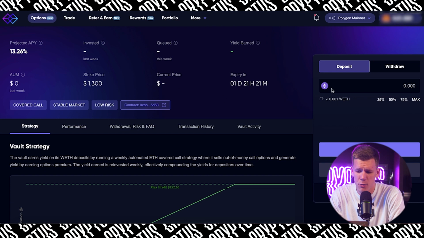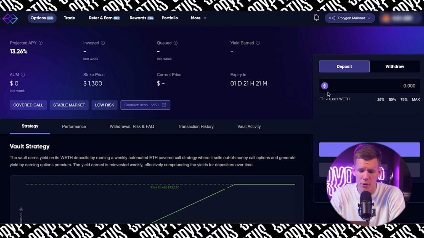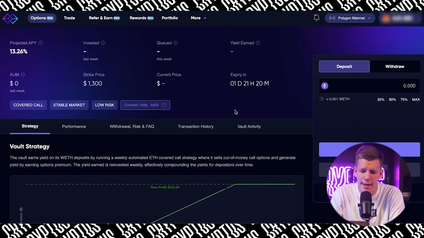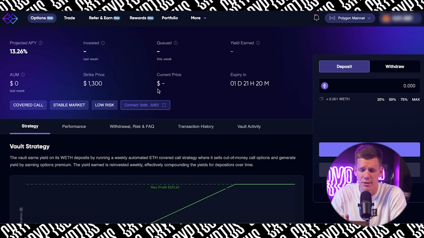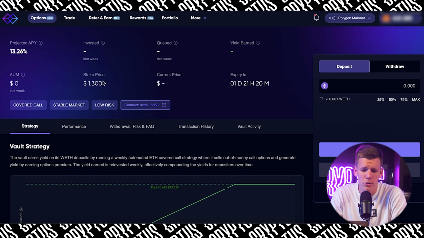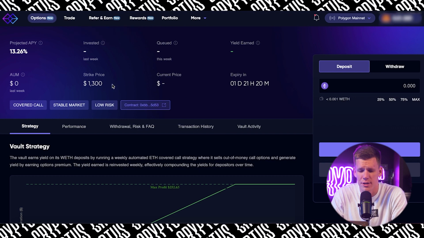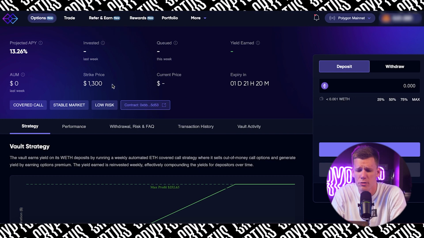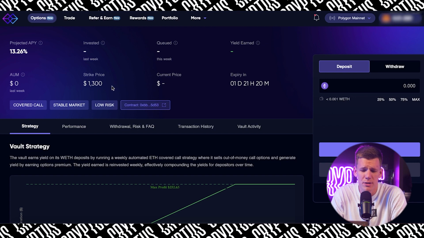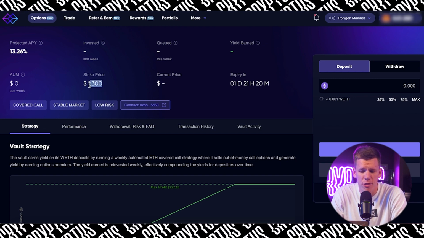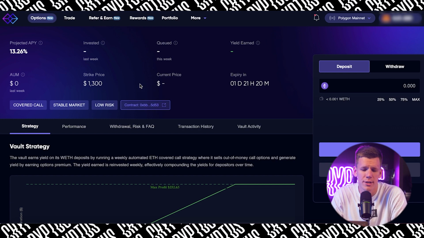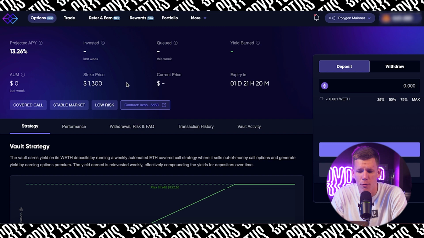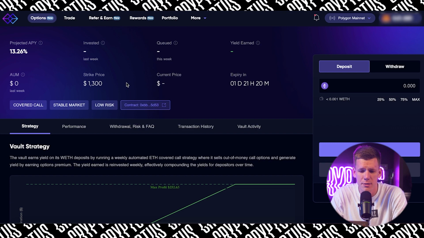So here we need to deposit not the stablecoin but the Ethereum itself, and this actually means that right now Ethereum costs $1,150. If it goes over $1,300, let's say, to $1,400, then what is going to happen is we're just selling our Ethereum at the price of $1,300. And yeah, the person could then resell it even higher at the market at the same time for $1,400. And this is basically how it works.